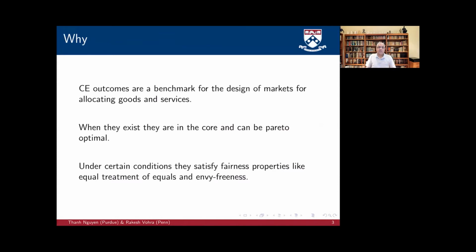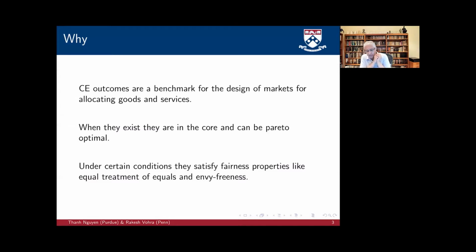Why on earth should you care? The reason you should care is because when we design pseudo markets, artificial markets, competitive equilibrium outcomes are sometimes used as a benchmark. Why? Because when a competitive equilibrium outcome exists, it's in the core, it's Pareto optimal, and under certain conditions satisfies fairness properties like equal treatment of equals and envy-freeness. So this is why I think one should care about the existence of competitive equilibria.